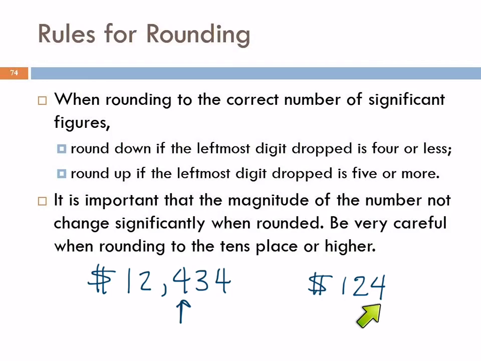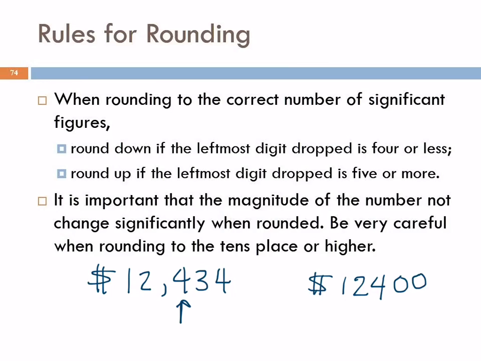What do I need to do to that number to have it keep the same magnitude? I need to put in some place-holding zeros. Now it's 12,400. That's more reasonable. You knocked $34 off the price. You're okay with that.